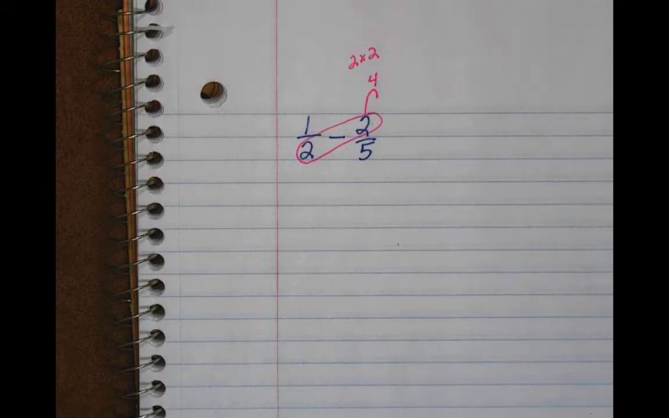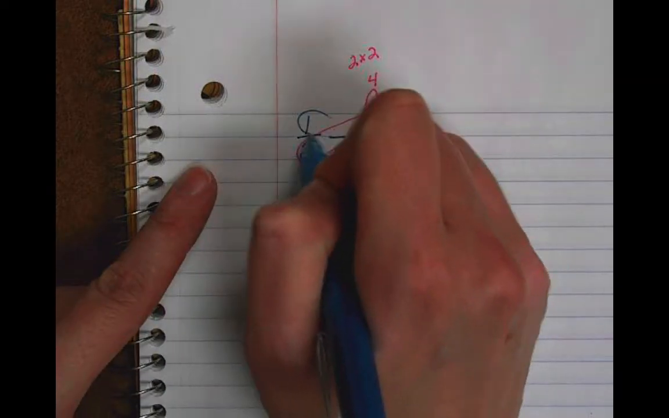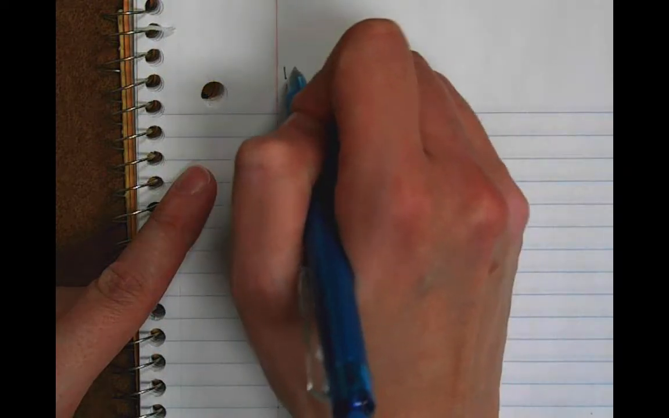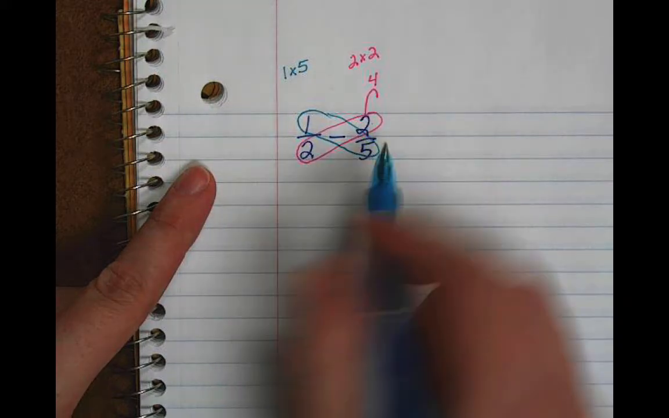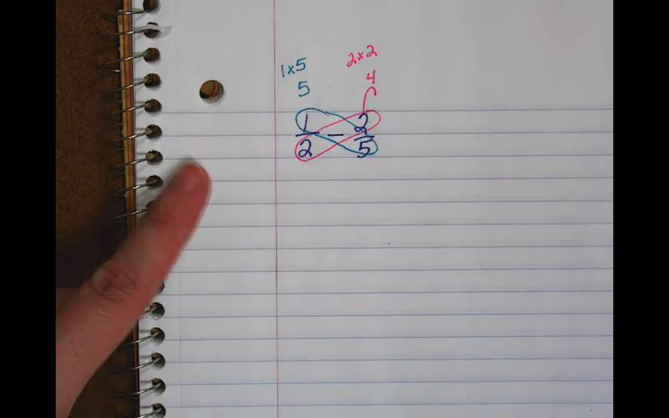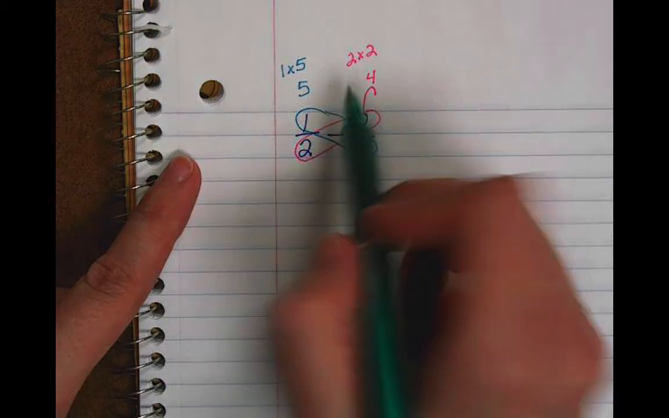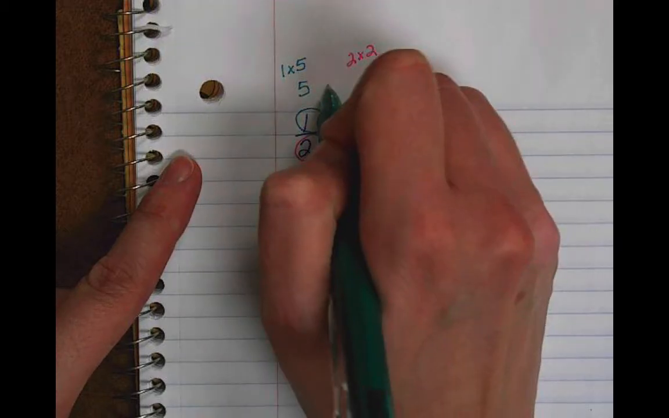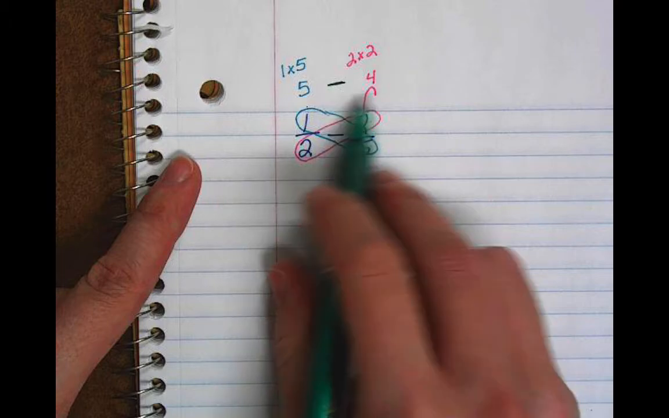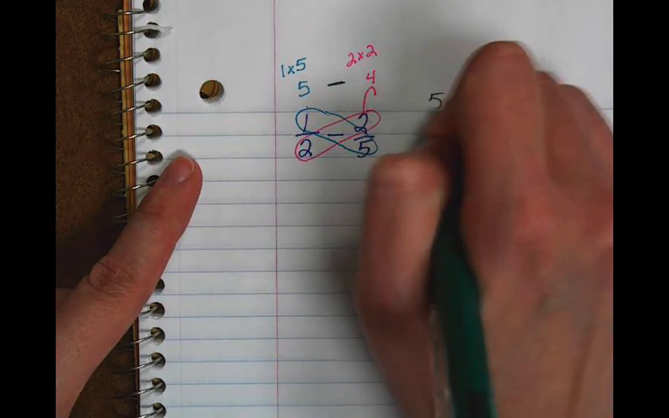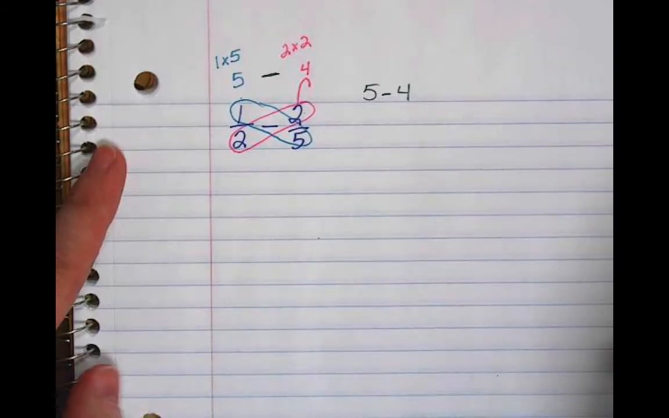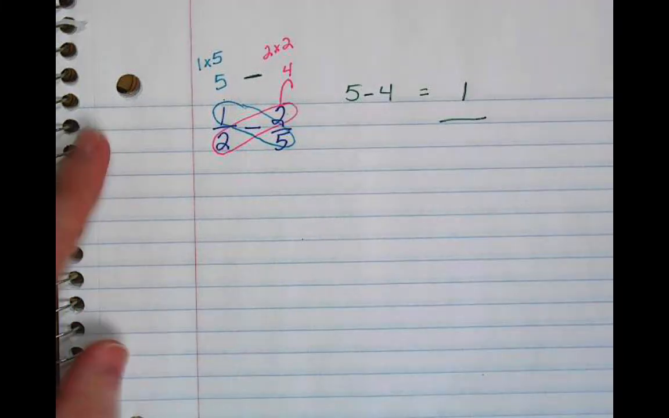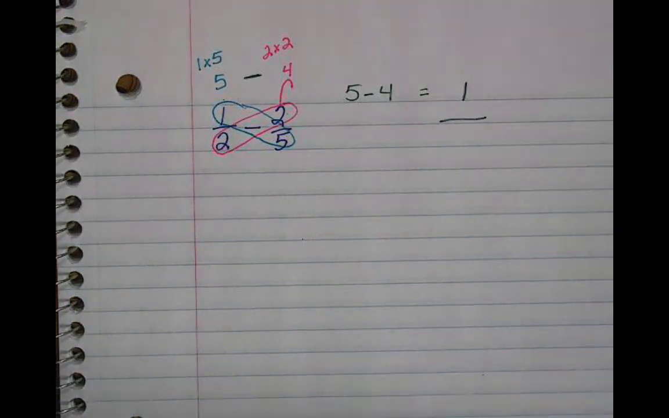Okay, now I'm going to get my other butterfly wing. And again, even though I have a minus sign in here, I'm going to take my 1 times 5, and 1 times 5 equals 5. Now this is where my minus sign comes in. Since I'm subtracting in this problem, I'm going to take my 5 minus my 4. So my 5 minus my 4 ends up giving me my numerator, which ends up being 1.